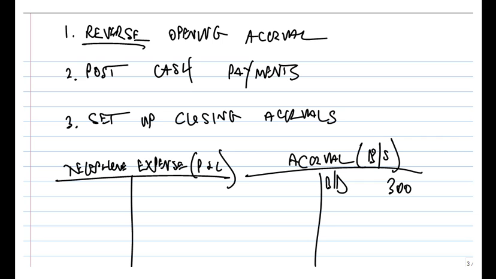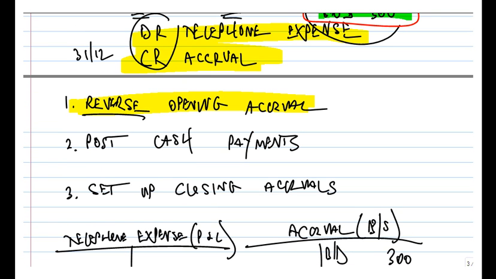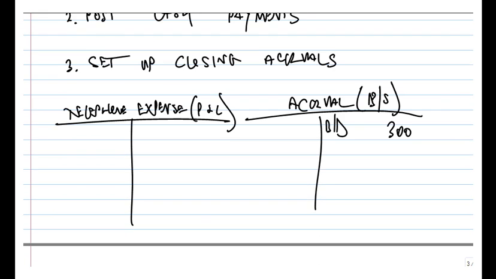Now, the first thing we said we need to do is to reverse that opening accrual. Now, to reverse the opening accrual, we just post exactly the reverse or opposite double entry. So instead of debiting the expense, crediting the accrual, we're now going to debit the accrual.